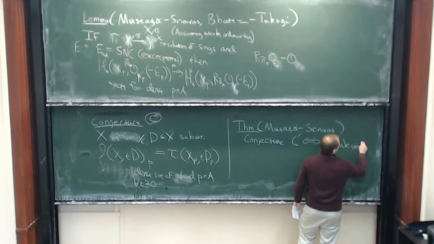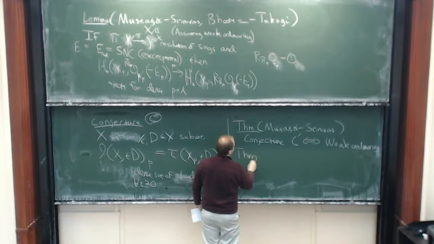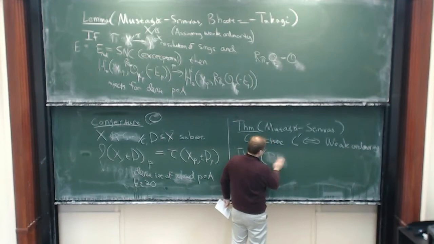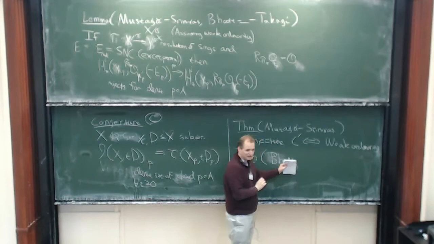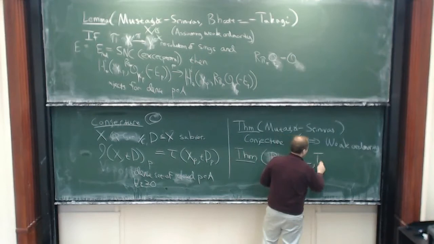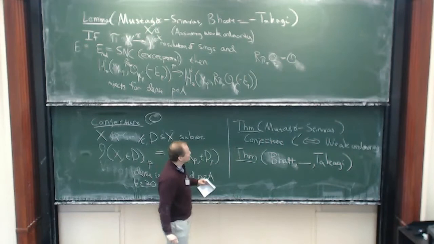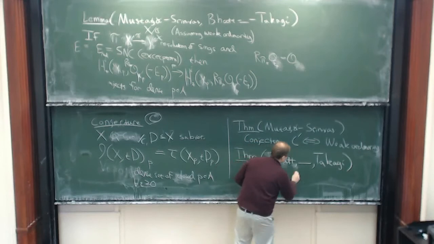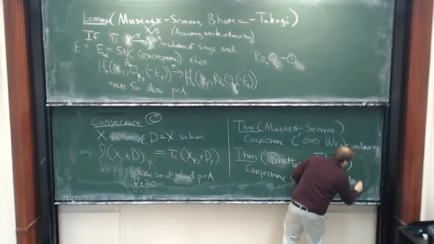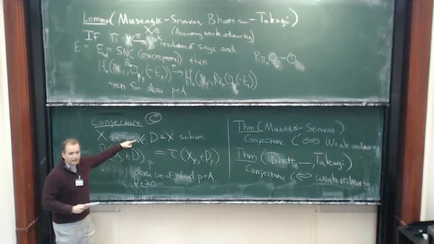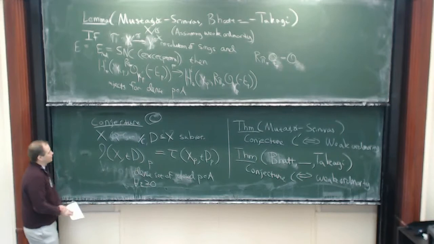And the theorem that we proved is a slight generalization of this: that conjecture C is equivalent to weak ordinarity. Conjecture C is a slightly stronger conjecture, which applies to some kind of Q-Gorenstein X. You can also phrase it with a log Q-Gorenstein base, if you fix a divisor on the base too.